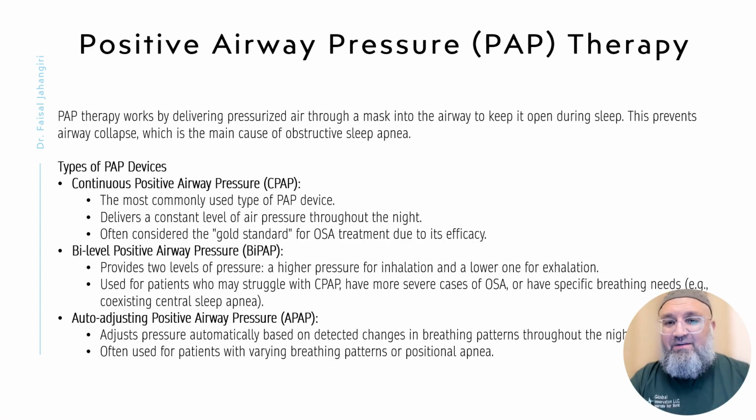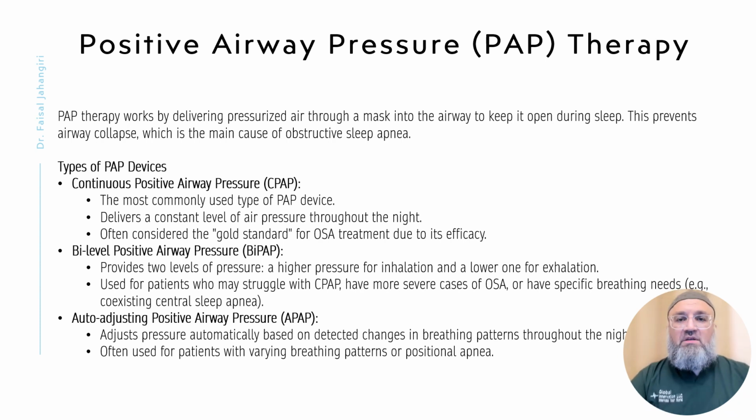Now, positive airway pressure therapy, PAP therapy. There are different types of PAP therapy. PAP therapy works by delivering pressurized air through a mask into the airway to keep it open during sleep. This will prevent airway collapse, which is the main cause of OSA, or obstructive sleep apnea. So we have CPAP, we have BiPAP, and APAP.